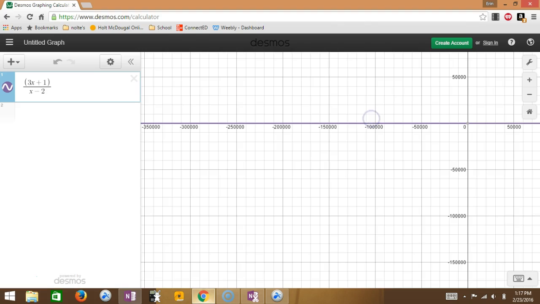So if we go the other direction, I don't know if I can zoom out that far. Oh, there we go. And go to negative infinity, go to the left way over here. What do you think this one's going to approach? 3. It's exactly where the horizontal asymptote is.